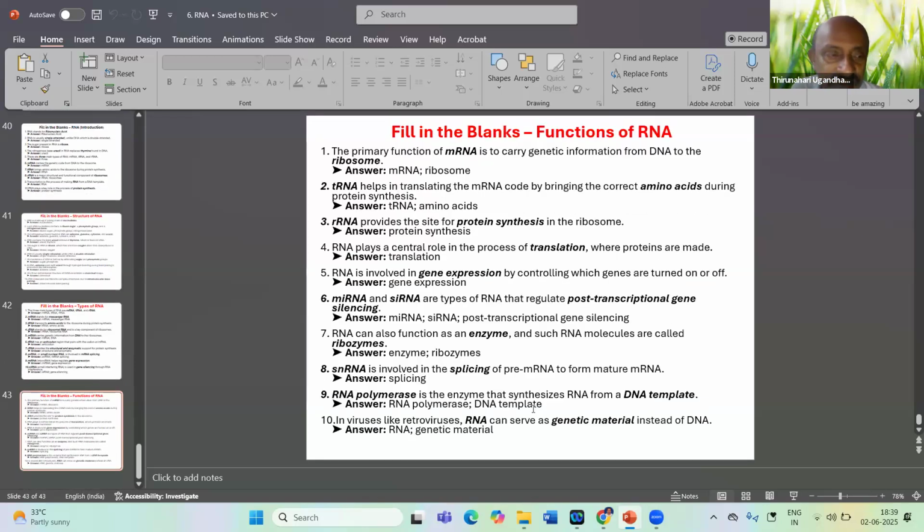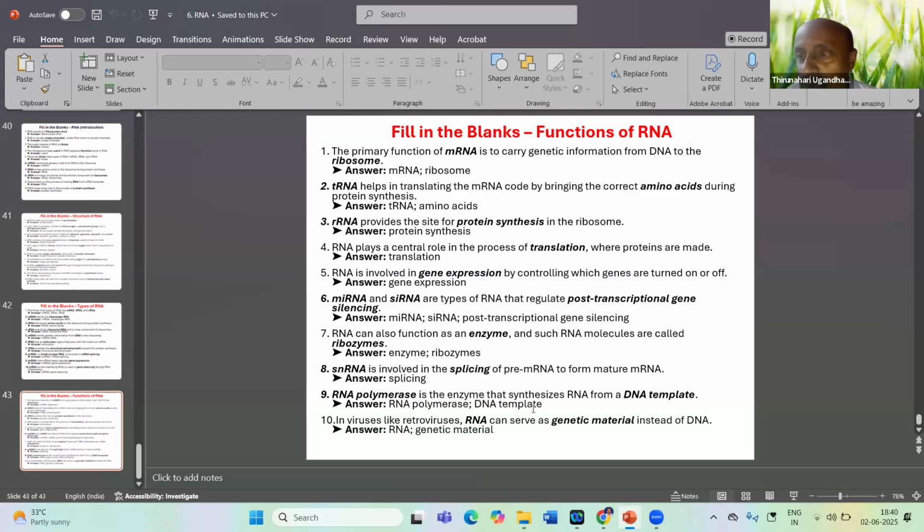Last point, the functions of RNA. The primary function of mRNA is to carry genetic information from DNA to the ribosome. Then tRNA helps in translating the mRNA code by bringing the correct amino acids during protein synthesis. Then rRNA provides the site for protein synthesis.